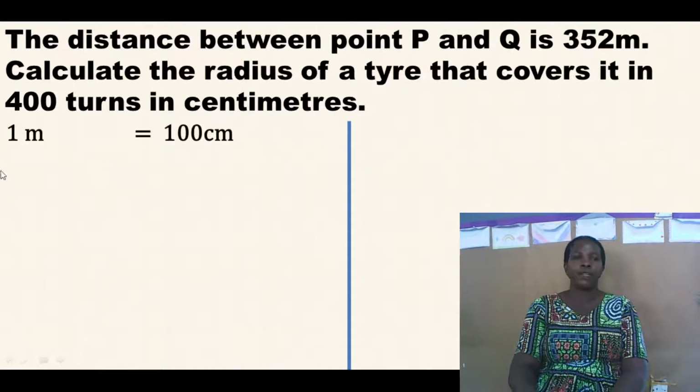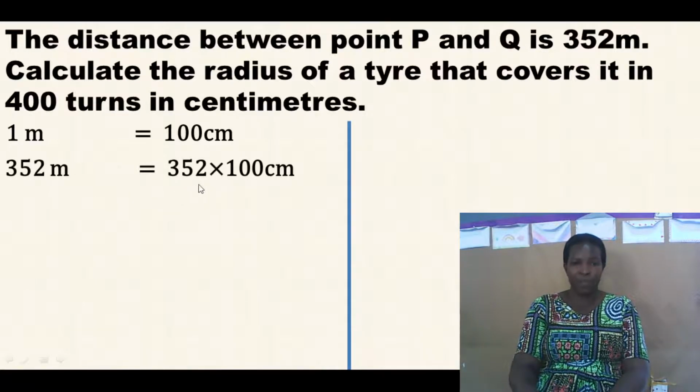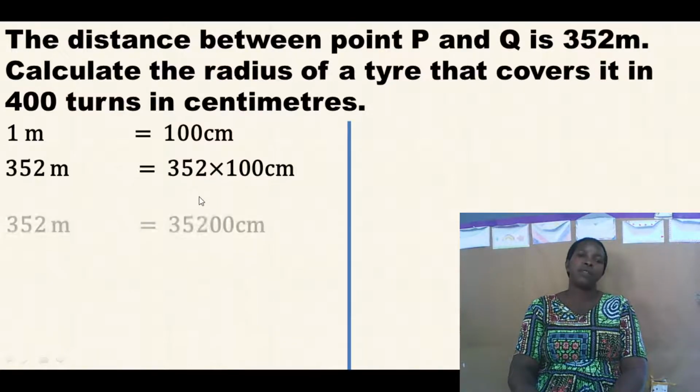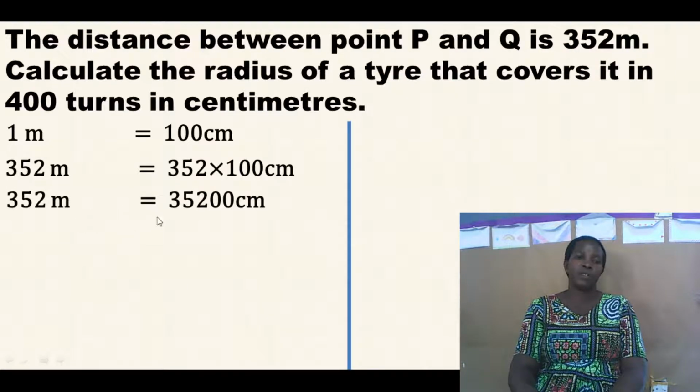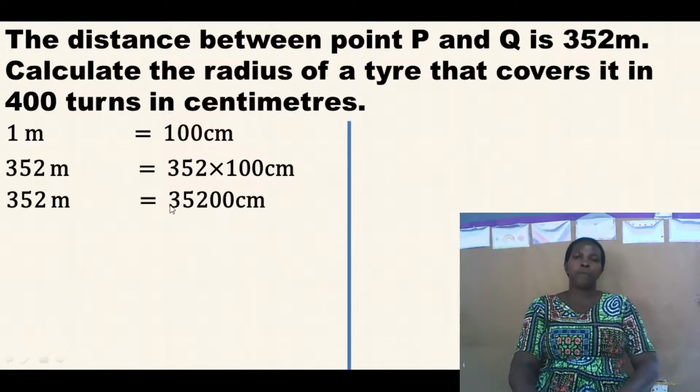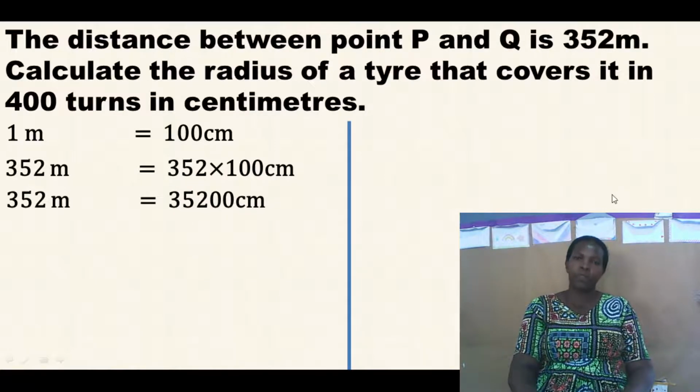Whereby, as we can make a review, 1 meter is equal to 100 centimeters. And in the question we have 352 meters. With 352 meters, my dear boys and girls, will equal 352 times 100 centimeters. Mathematically, 352 meters is equal to 35,200 centimeters.